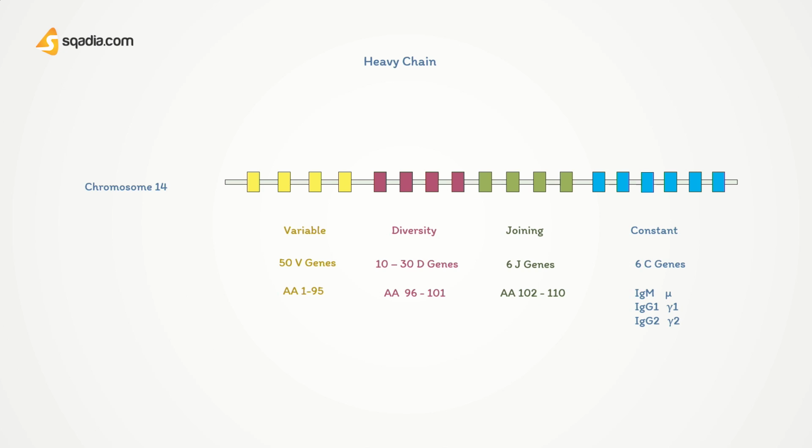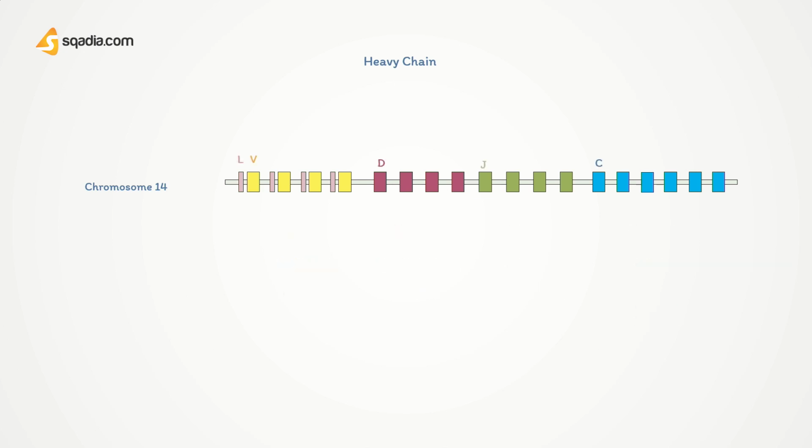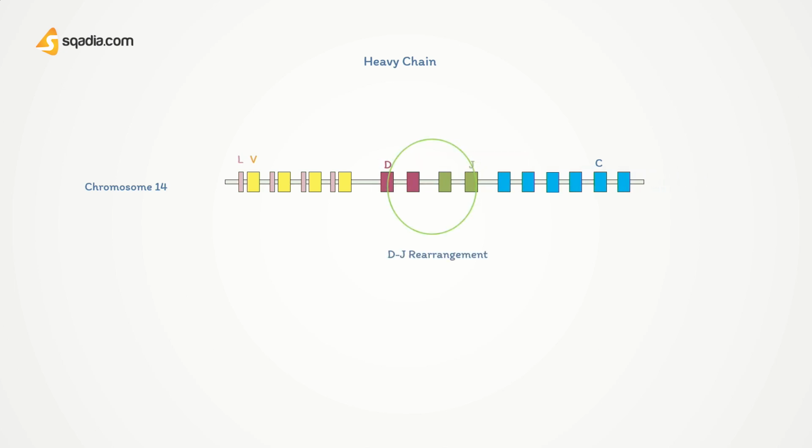Now, each V gene is headed by a leader, or L sequence. And during the process of maturation, a portion of the DNA is deleted, and a D gene becomes linked with a J gene. This is known as D-J rearrangement. An mRNA molecule is transcribed from this DJ sequence, and the gene for the constant region of the IgM molecule, C-mu. So a precursor DJ C-mu protein is synthesized.